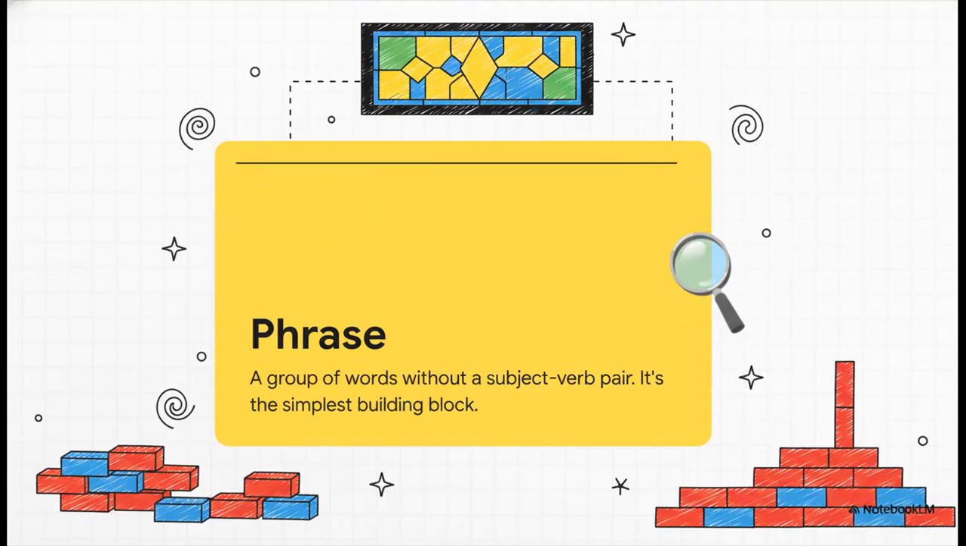So the most basic material you have is a phrase. Think of it like a single brick, or maybe a cool decorative window. Things like after the meeting or with great enthusiasm. They add really important detail and color, but they can't stand up on their own, right? They have to be part of a bigger structure.